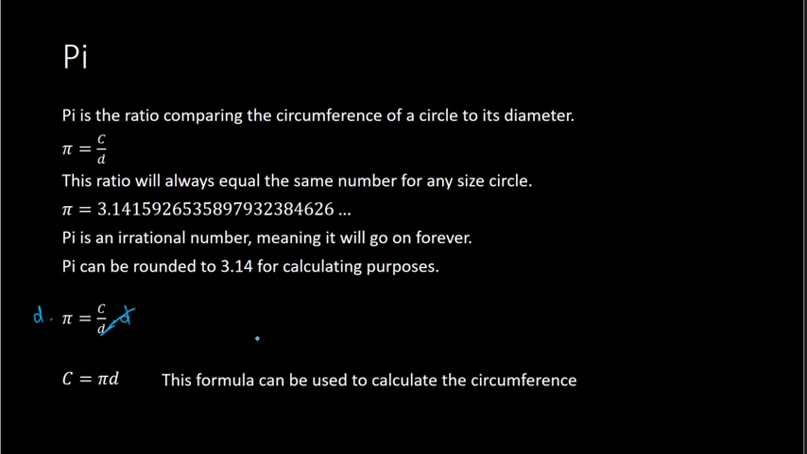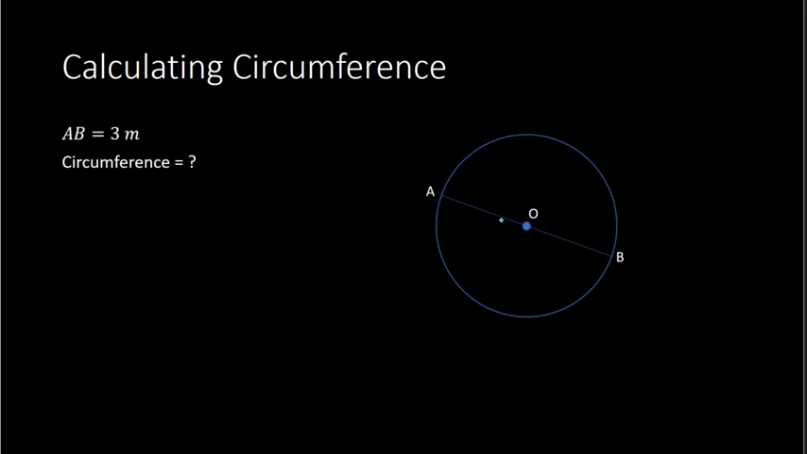So for example, if I have a circle, such as right here, and we know that the diameter AB is 3 meters, and the question is, what is the circumference, or what is the distance all the way around the circle? To calculate that, we can use the formula c equals pi times d, where c is the circumference and d is your diameter. So all I do is plug in the number 3, which is my diameter, for d to get c equals pi times 3.